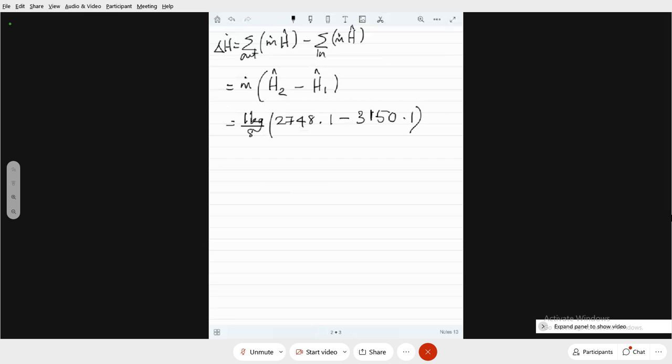3150.1, so that the unit is kilojoules per kilogram. Cancel your kilogram. So what is your answer? Minus 402. That's in kilojoules per second, not kilogram. So that is delta H. Only one part of it is done. Let me erase that and get it proper, per second. Okay, that's the first part.